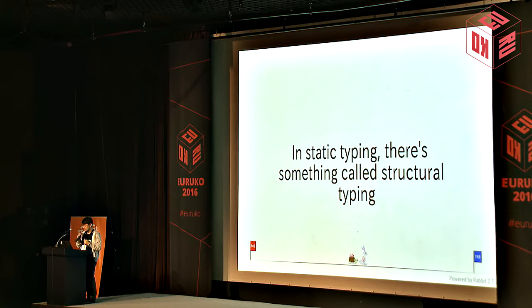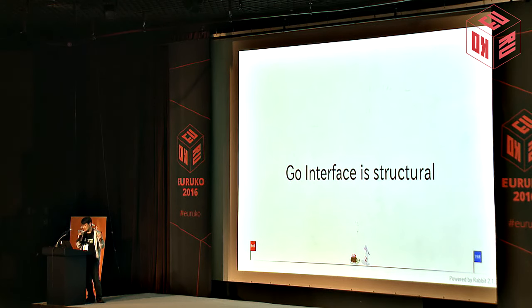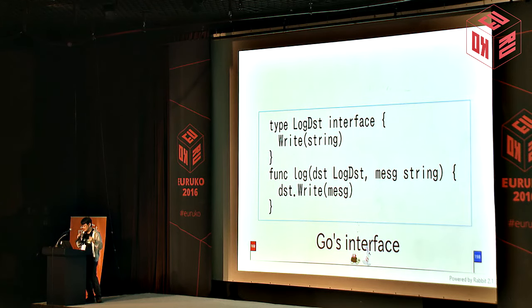In the research of static typing, there's something called structural typing, which is in contrast to nominal typing. For example, the Go language has structural typing. So a Go interface is structural, for example, like this. It defines some kind of structure, which is the interface with the right method in it.